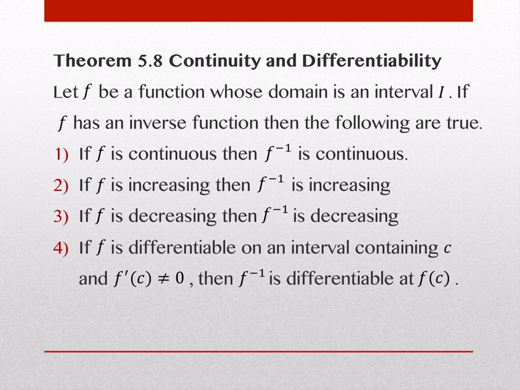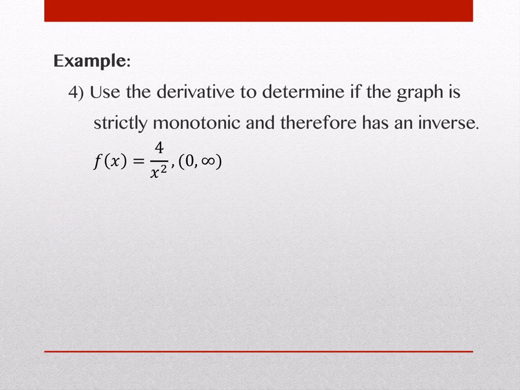Okay, I had mentioned on this last example that we were going to do this, so this is the example I was referencing before. We're going to use the derivative to determine if the graph is strictly monotonic and therefore has an inverse. You'll notice we do have a restriction on the domain on this one, the 0 to infinity on the right-hand side. Why is that necessary, do you suppose, for this graph? Is it x squared on bottom?